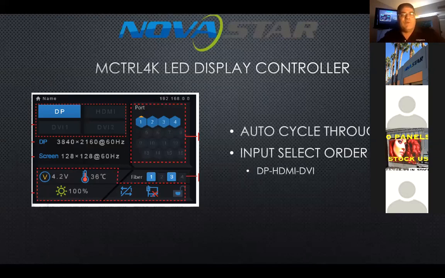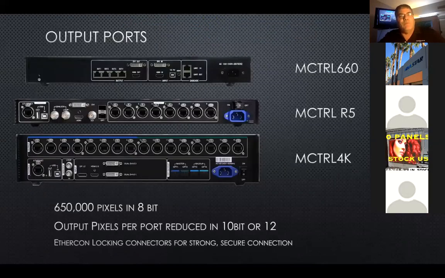All right, the biggest difference with the MCTRL 4K is the outputs. With the 660, we had 4 output ports that were RJ45. With the MCTRL R5, which is a 4K by 1K processor, we upped that to 8. And if you've had the 660 Pro, then you've had the 6 EtherCon connections. And the MCTRL 4K takes that all the way up to 16. So each one of those 16 is 650,000 pixels in 8-bit mode. Now, your numbers reduce approximately half in 10 or 12-bit.